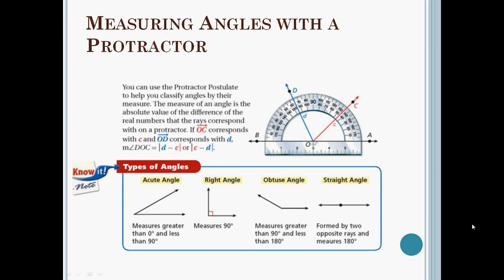A right angle measures exactly 90 degrees. This is made by perpendicular lines. Any angle that measures greater than 90 degrees but less than 180 degrees is called an obtuse angle.